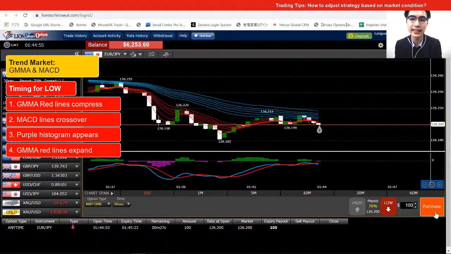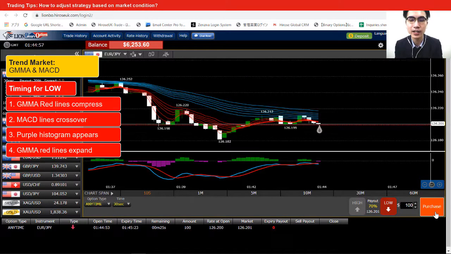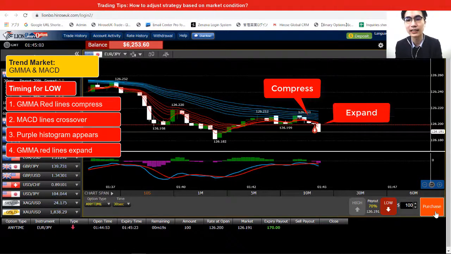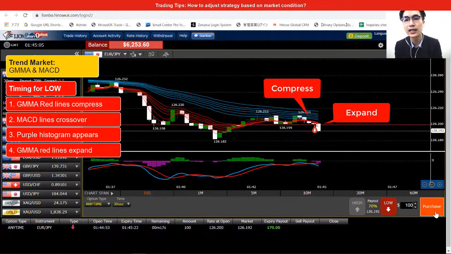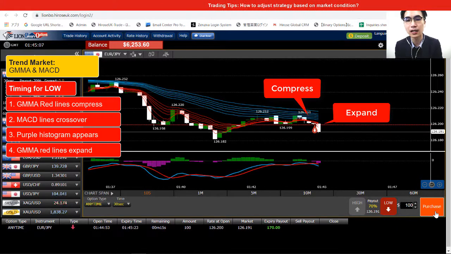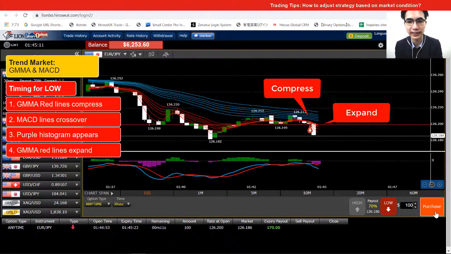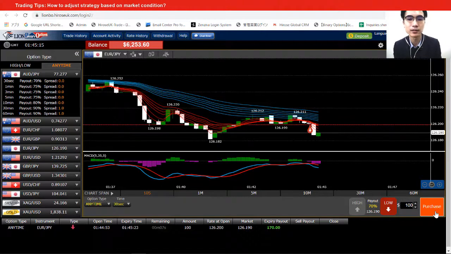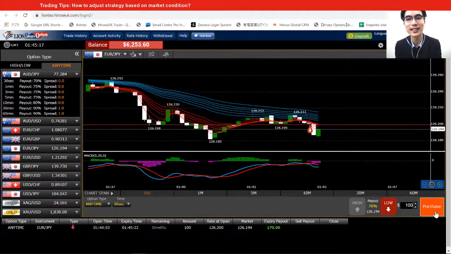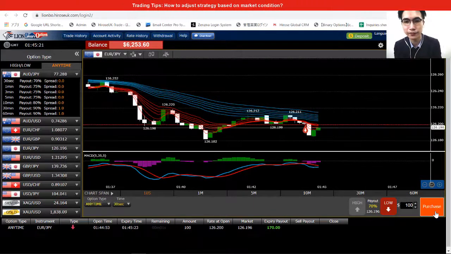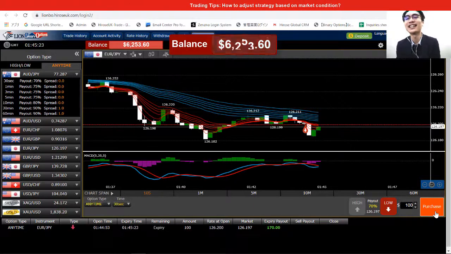So okay, so again, now it's in a trend market. So the red line was compressing, it started to expand, and then the MACD crossover and gives me a purple histogram. So that's a double bearish indication. That's why I opened my trade there, and now, yep, I'm pretty sure I'm gonna get this one. Okay, so yep, the trade is finished and it's ended in profit.